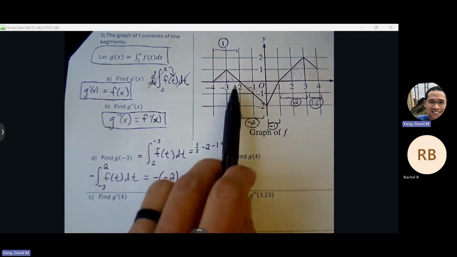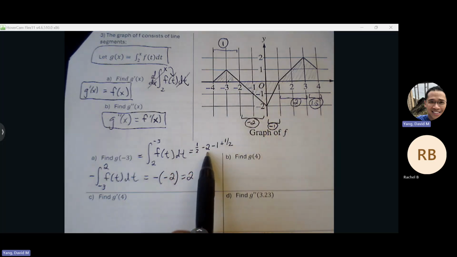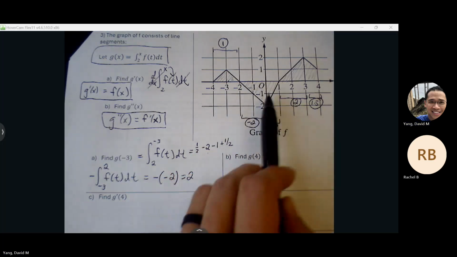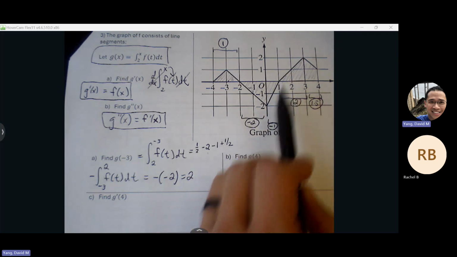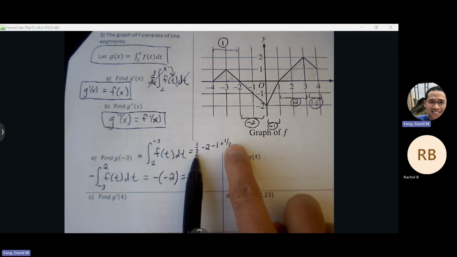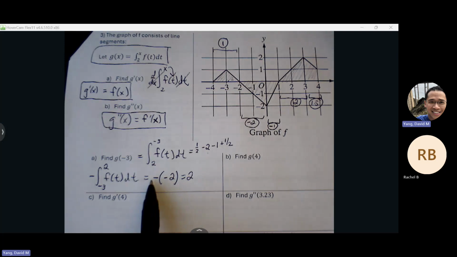Okay, so this region is +1/2. This region here is -2. This region is -1, and this region is +1/2. And then 1/2 plus 1/2 is 1. 1 minus 1 cancels out. I'm left with -2. And then the -2 with the negative change in signs, which would be a +2.